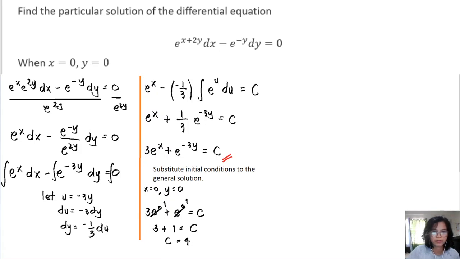Now, to solve for the particular solution, guys, I hope you can really see my penmanship because I think it's too small. Just comment down below if you want a bigger handwriting. Okay. So the next step to get the particular solution, simply substitute the value of your arbitrary constant to your general solution.